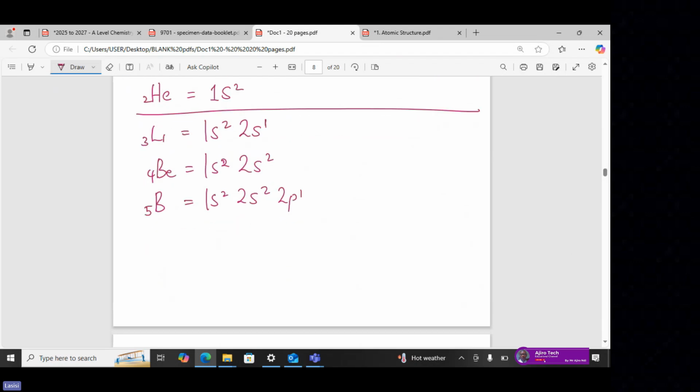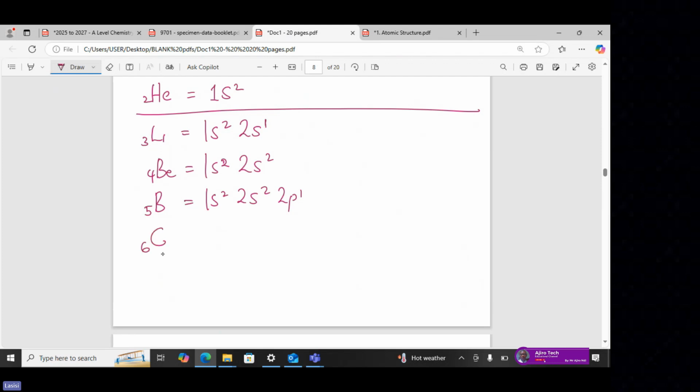Remember, the 2p subshell has 3 orbitals. So it can go from 2p1 to 2p6. Is that okay? The s subshell, with 1 orbital, cannot contain more than 2 electrons. But p can contain up to 6 electrons because there are 3 orbitals there. D can contain up to 10 electrons because there are 5 orbitals. F can contain up to 14 electrons because there are 7 orbitals. Is that okay? Let's go on.